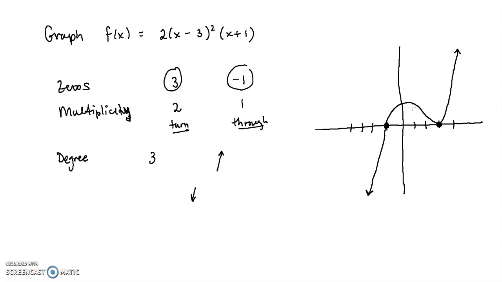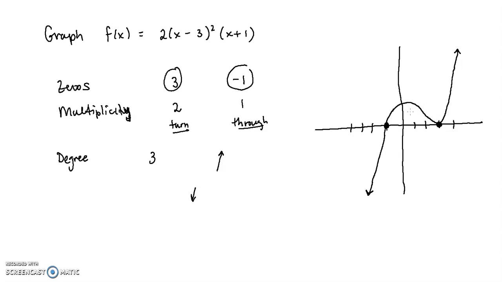Now for this class, we're not going to worry too much about, you could find this y-intercept easily, but we're not going to worry too much about the height of this bump. We're just going to draw it up and down. For those of you that are going into calculus, they've got a much better way to figure out where that bump is, much better than the way that we would do it.